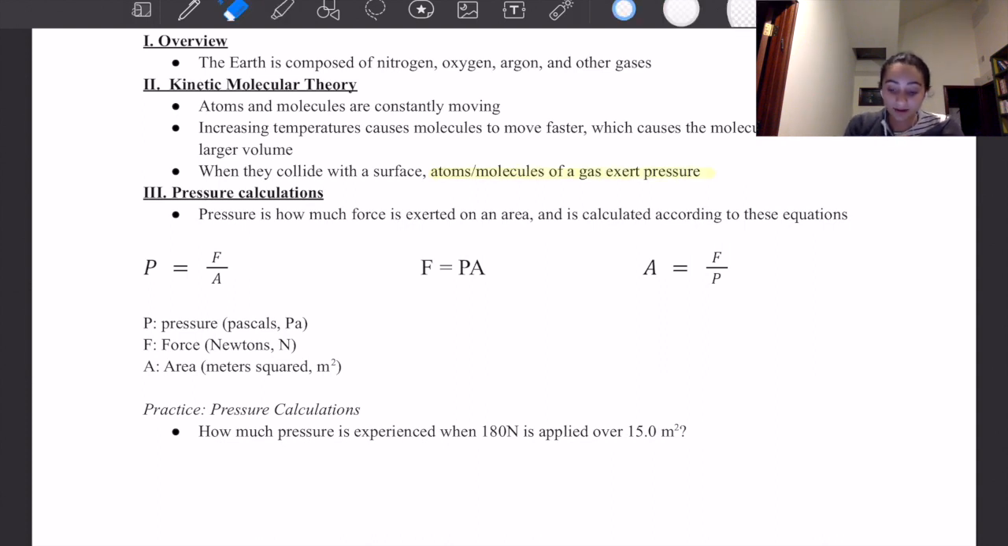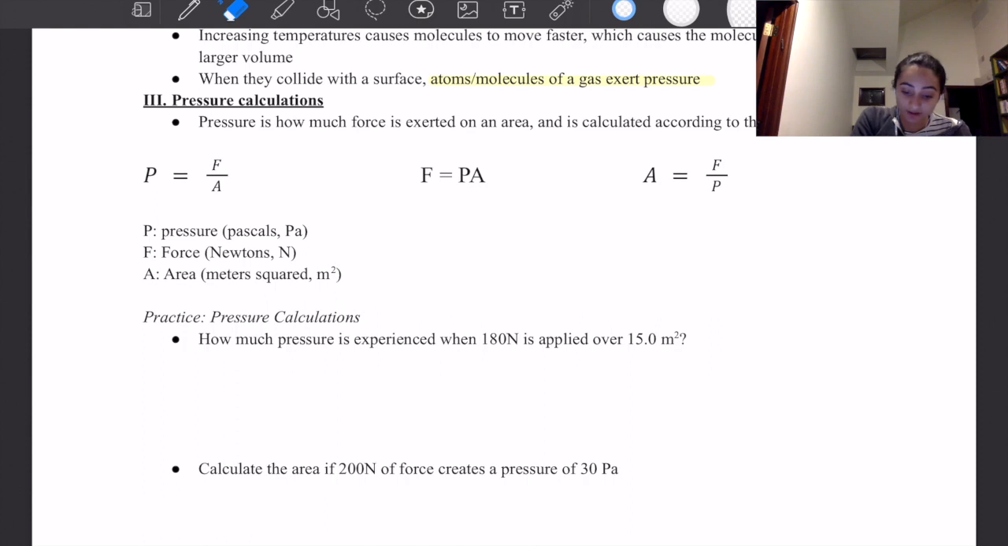So when calculating pressure, you can use any of these three equations. These are just like the density equations. Each version can be derived, and they just each solve for a different variable. So pressure is defined as how much force is exerted on an area, and you can calculate it by doing the force over the area. The force can be calculated by the pressure times the area, and the area can be calculated by the force over the pressure.